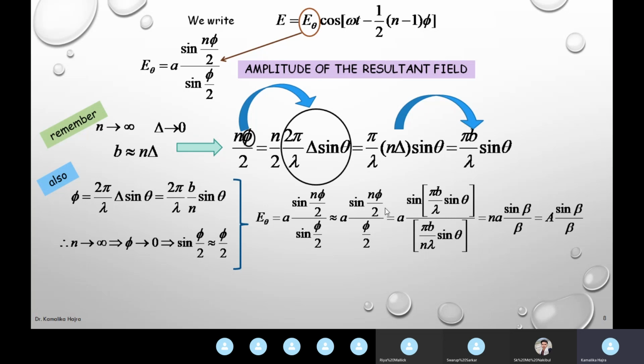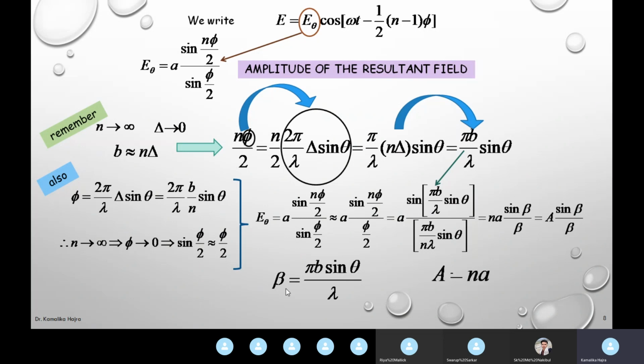So what we have done, in place of n phi by 2, we write this result, pi b by lambda sine theta, and in place of phi by 2, from this expression we write pi b by n lambda sine theta. Okay, we take the n to the numerator, and this is the expression that we get, nA sine beta by beta. So what is beta? Beta is this. We write pi b by lambda sine theta is equal to beta.